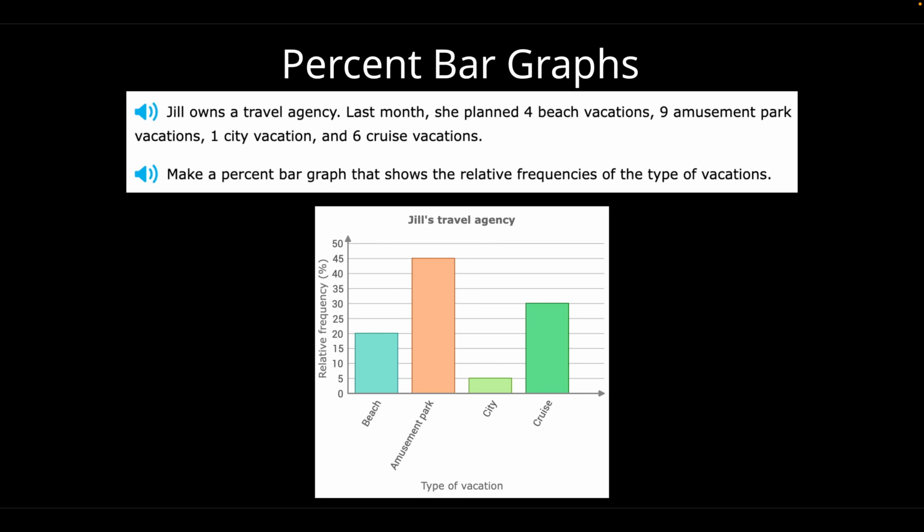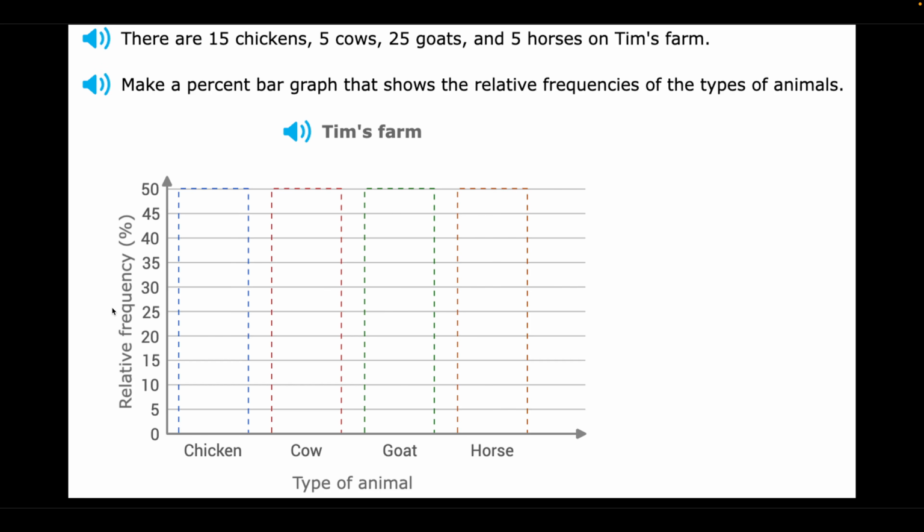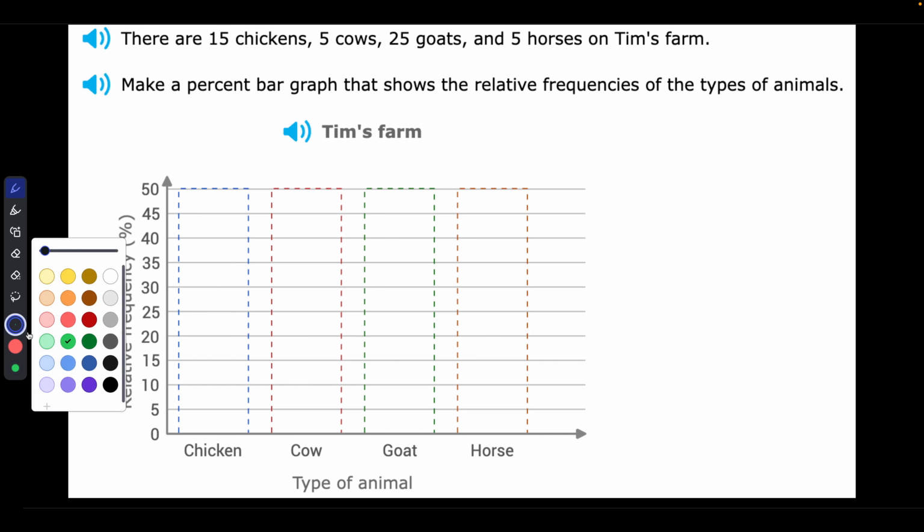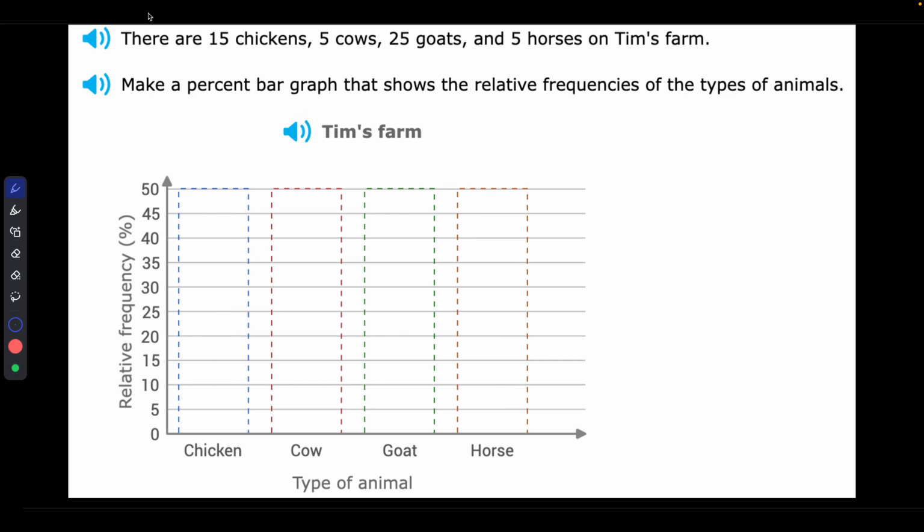Today we're going to be talking about percent bar graphs, similar to the problem that you see up on the screen here. Okay, so let's talk about this problem here. Go ahead and pause the video and read the problem. Okay, now that you have read the problem, let's start with chickens. I'm going to color code this.